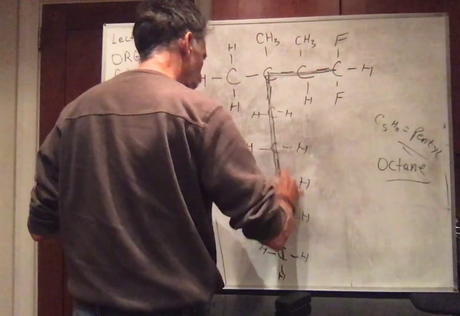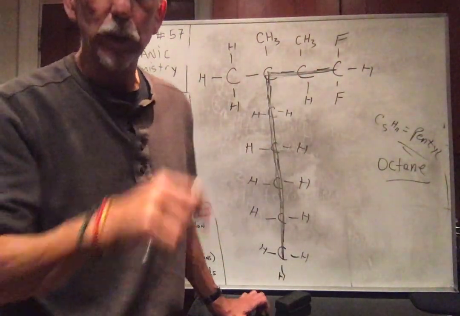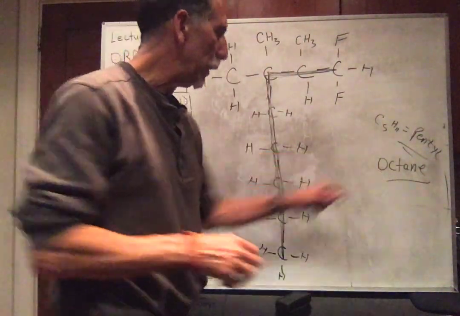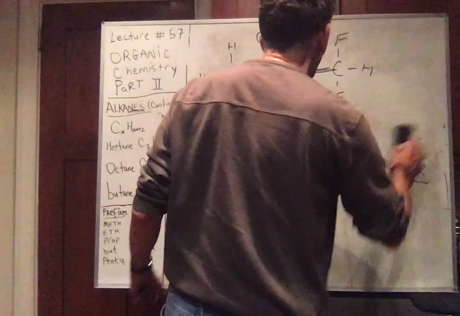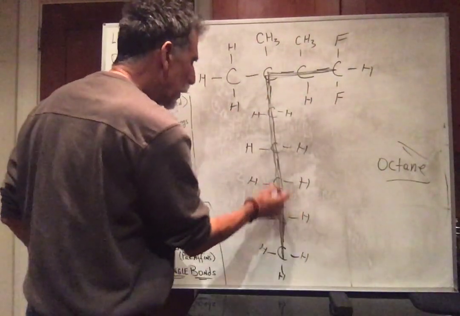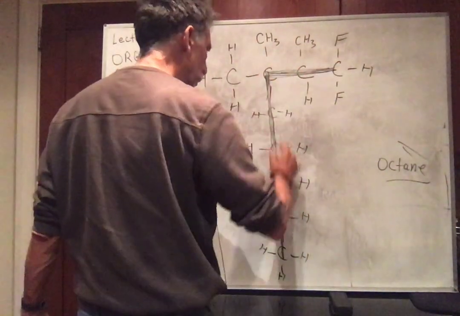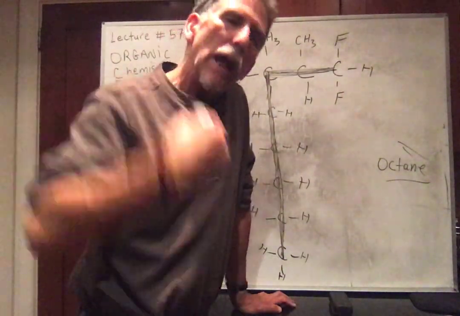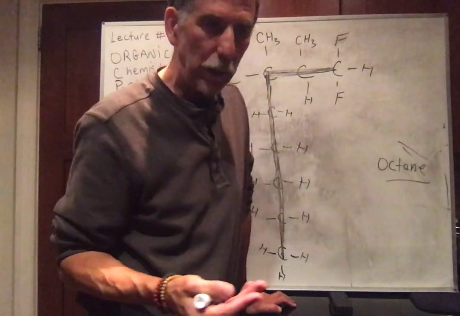I'm going to darken it. If you have colored pens, it works much better than this. Colored pens to draw the longest chain. The longest chain is octane. Anything not part of the chain, listen to me, anything not part of the chain is an addition. That's the stuff you're going to add to the octane.